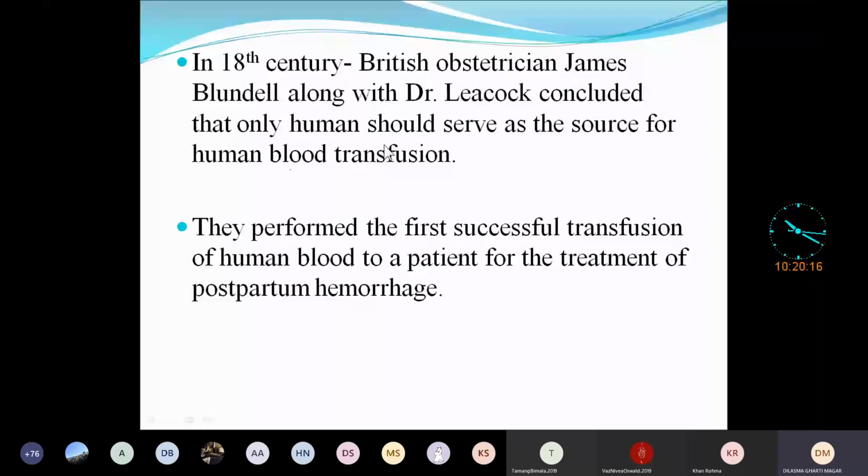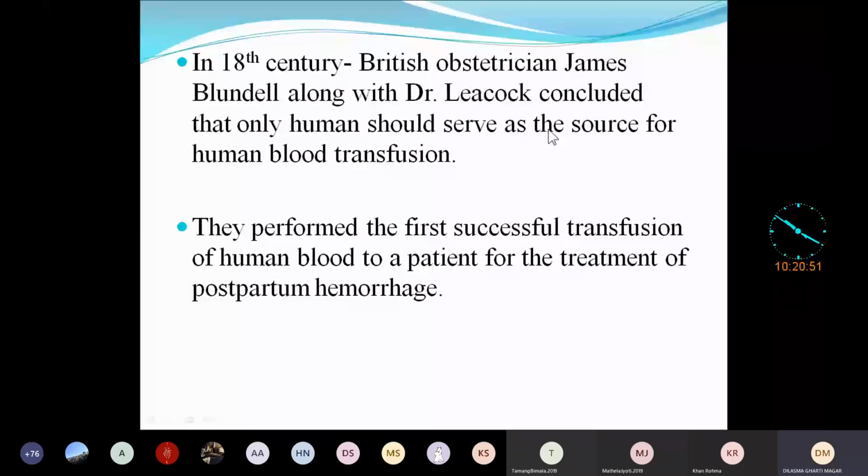So that time they performed the first successful transfusion of human blood to a patient for the treatment of postpartum hemorrhage. Do you know the meaning of postpartum hemorrhage? Anybody? Anyone? After delivery, severe hemorrhage is there. Okay, after delivery. Oh, good. After delivery, there will be severe hemorrhage, isn't it?